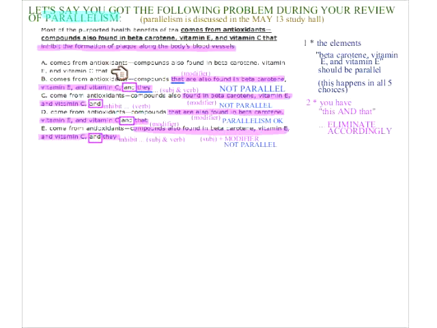Here this is a modifier, so there's no parallelism issue here. So this issue just isn't present in this choice at all. So the point is that we would just kill choices B, C, and E, and then we would quit.